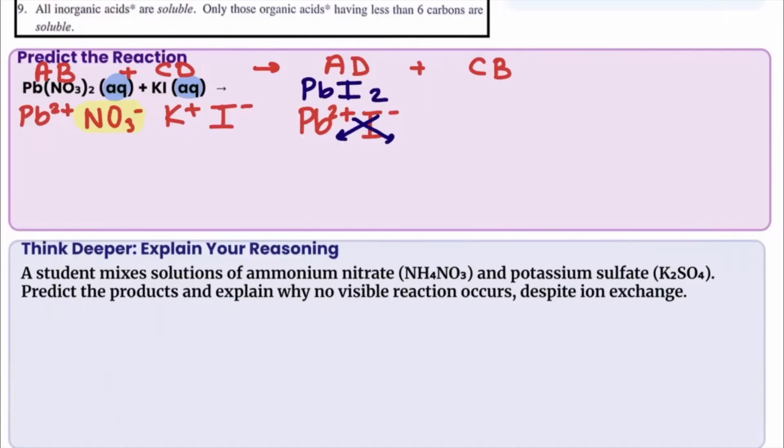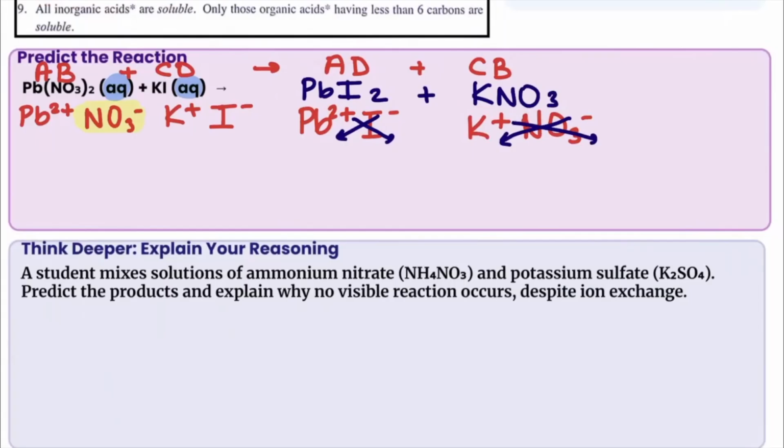And that's going to react with Cb. Our C is K+, and our B is NO3-. Crossing the plus and the minus charge, we end up getting KNO3, or potassium nitrate. So our unbalanced products are lead-2 iodide, PbI2, and KNO3, potassium nitrate.